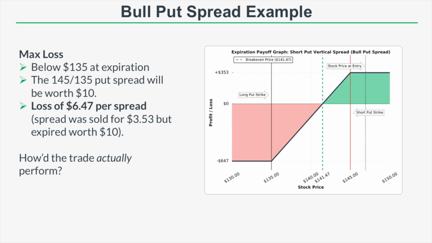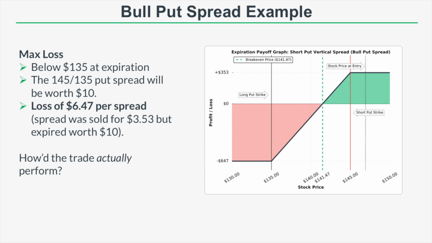Now finally, let's talk about the maximum loss potential for a bull put spread. The maximum loss potential will occur if the stock price is at or below the long put strike price at expiration. And in this case, the long put's strike price is $135. Now, if the stock price is at or below $135 at expiration, the 145-135 put spread will be worth $10. And that is because the short put strike price is $10 above the long put strike price. So the maximum value of this put spread is $10.